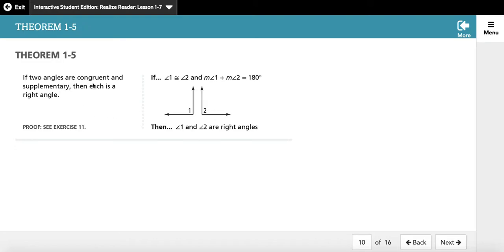If two angles are congruent and supplementary, then each has to be a right angle. So remember, supplementary means they add up to 180. If they're both equal and add up to 180, then they both must be 90, so therefore they're right angles. Okay? And I think there's a third one for us.